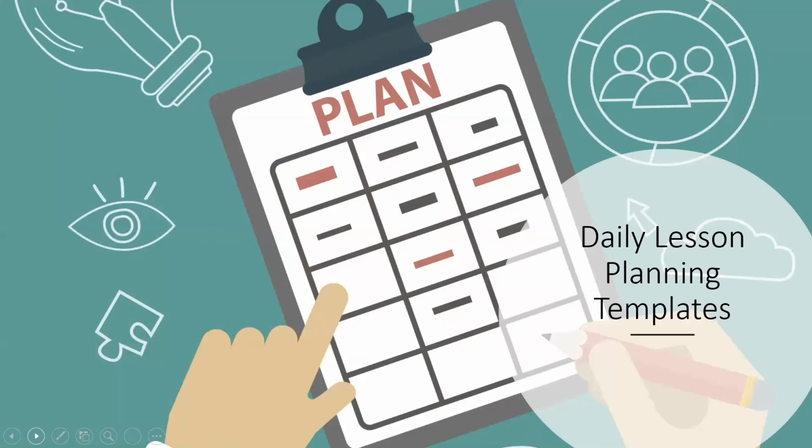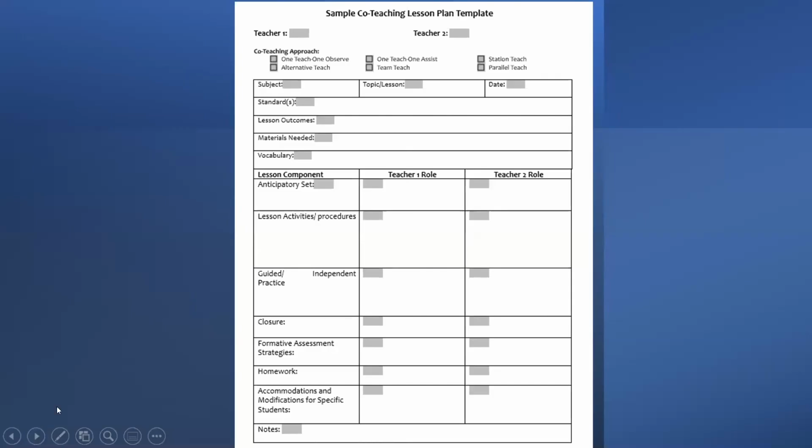So let's look at a couple of planning templates for our daily plan. This first one is the co-teaching lesson plan template that is used by the Excellence in Co-Teaching project from the VDOE. As you notice, speaking of that parity, it has teacher 1 and teacher 2 listed on the lesson plan. It has those co-teaching approaches at the top, then just the standard things in the lesson plan: standards, lesson outcomes, materials, vocabulary. But if you look at those lesson components, each teacher has a role in each part of the lesson plan. So if the special education teacher is doing an anticipatory set, what is the general education teacher doing in that time?